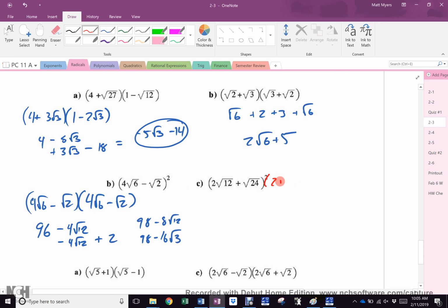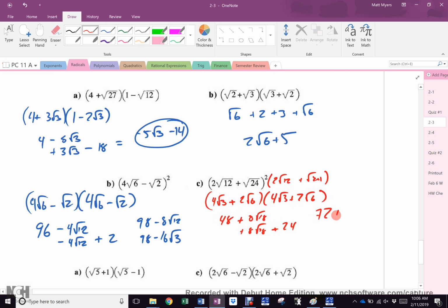That is 2 root 12. No. Yeah, sure, you could do that. 2 root 12 plus root 24. Then, of course, you would simplify to get 4 root 3 plus 2 root 6 times 4 root 3 plus 2 root 6 to get 16 times 3 is 48 plus 8 root 18 plus 8 root 18 plus 4 times 6 is 24. 72 plus 16 root 18, 72 plus 48 root 2.